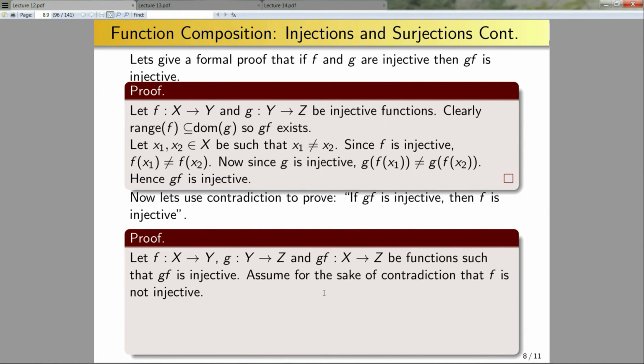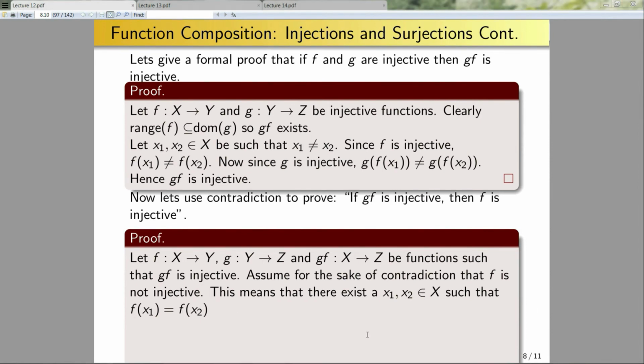So assume for the sake of contradiction that F is not injective. Okay, so F isn't injective, now how does that help me? Well, since F is not injective, that tells me that there exist x1 and x2 such that f of x1 is equal to f of x2. And what do I know about these two elements, x1 and x2? Well, x1 is not equal to x2, just by the definition of not being injective. So now what can I do?